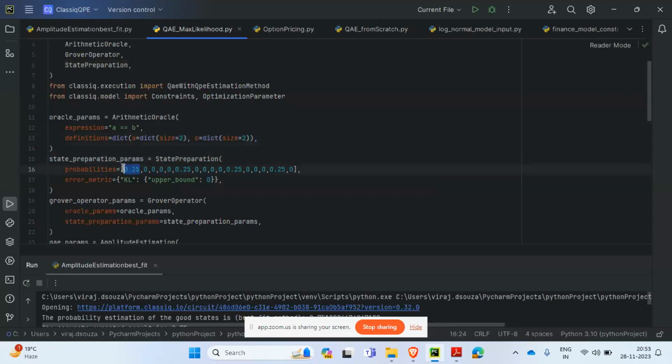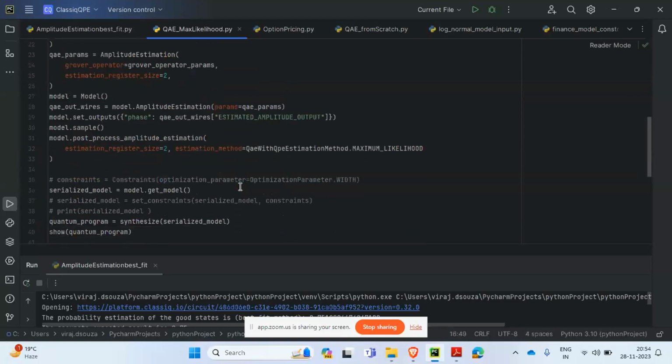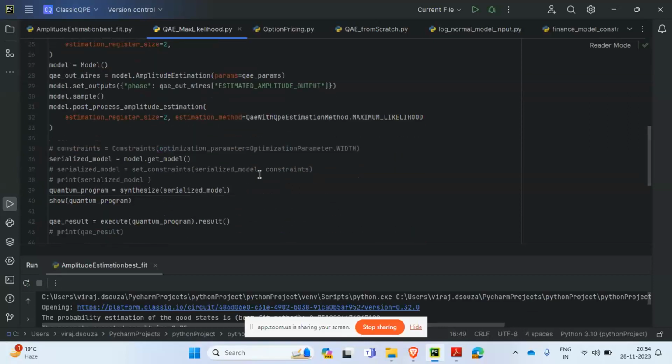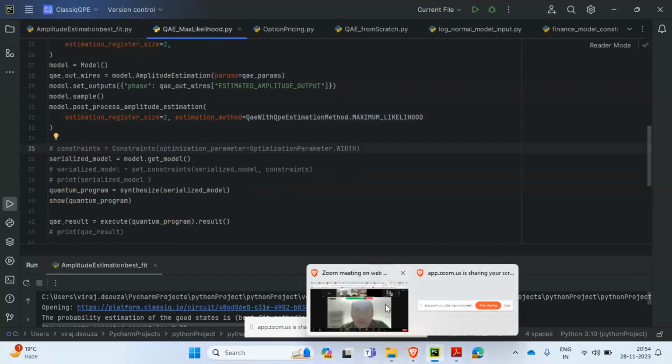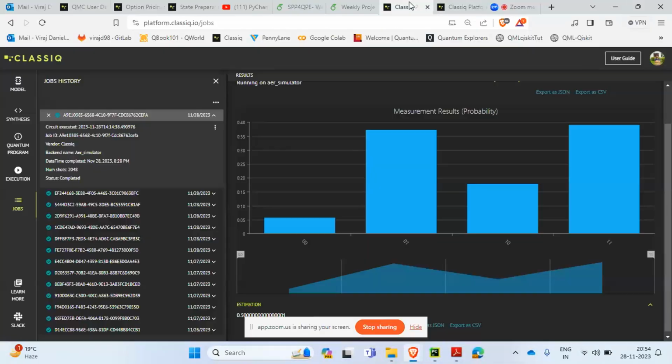Here you can see this 0.25, this 0.25, this 0.25 are all amplitudes of good states, but here this 0 is the amplitude of a good state. I just changed it, I put 0.25 here, but this 0.25 is not a good state amplitude. So the expected result after the amplitude estimation should be 0.25 plus 0.25 plus 0.25, that's 0.75. And I ran the quantum phase estimation algorithm, and I used the maximum likelihood method. The results you get, just to save time, I've already shown here.